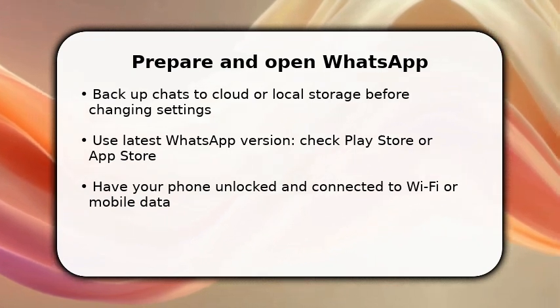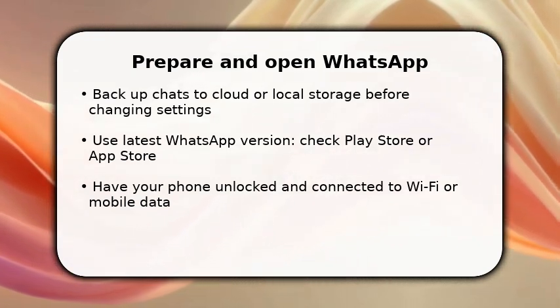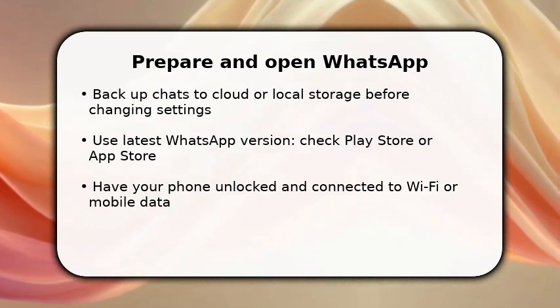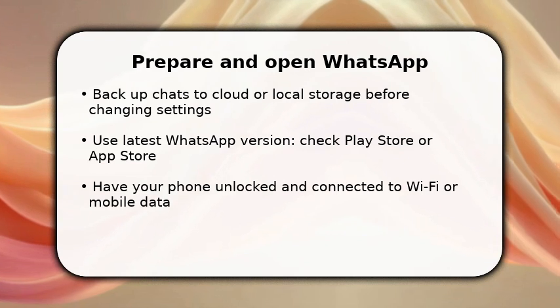Next, navigate to the new AI or search entry in settings. Some regions show AI, while others label it search. Tap it to reveal controls you will change in the next step.